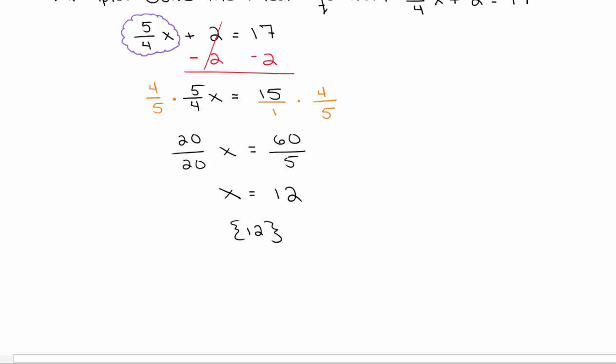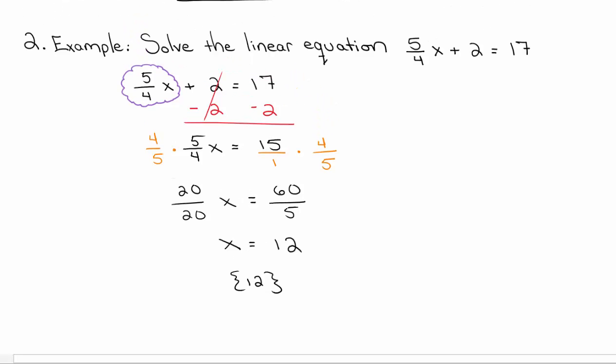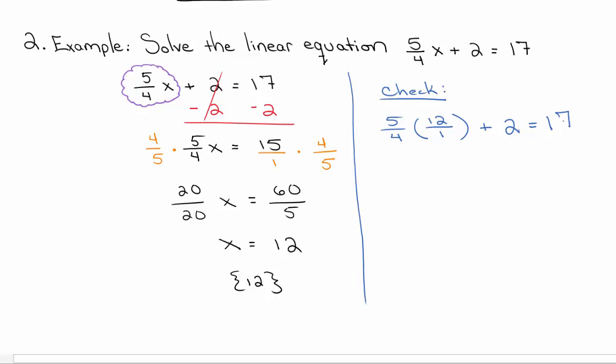But before we say that that's our solution, we should check it to be on the safe side to make sure we didn't make any mistakes. So let's do a check. So this is going to be 5/4 times x. In this case, x is going to be 12. I'm going to write 12 over 1 plus 2 equals 17.